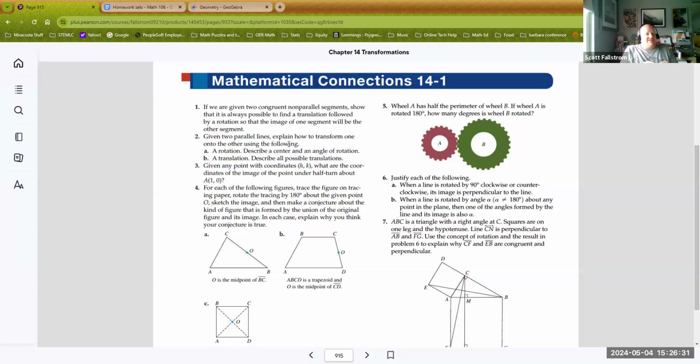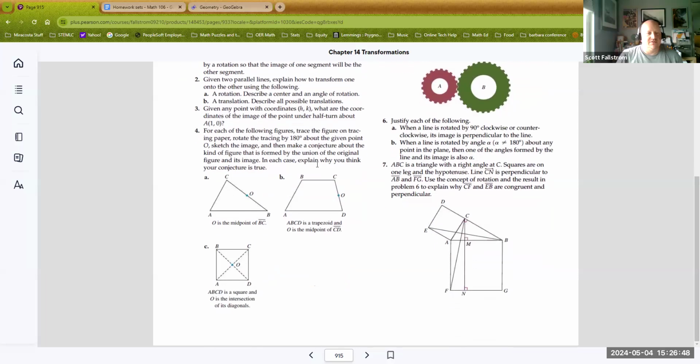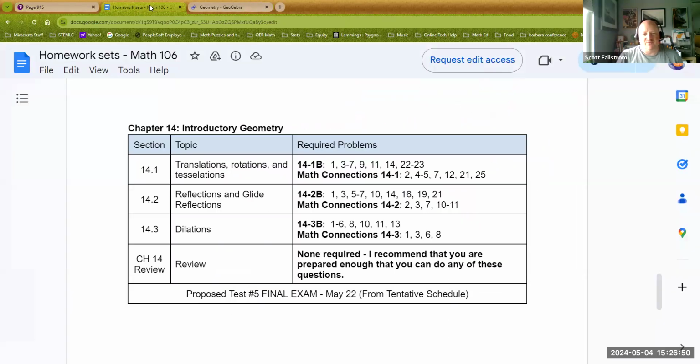For the second, it's a translation. How would you move from one to the other? And it says, again, describe all possible translations. So there you go. You have to, again, explain how. It doesn't say you have to do it. You have to explain how to do it. Okay, so that's 2, and then I think 4 to 5?